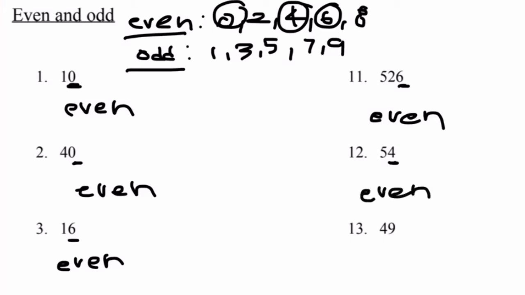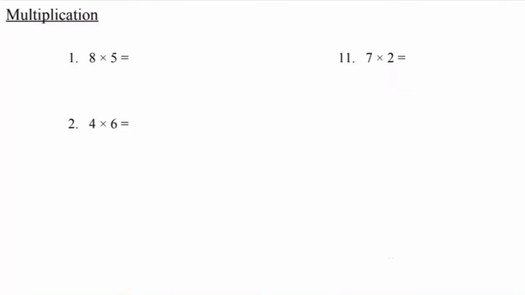Last but not least, number 13. 49 ends with the number 9, and 9 is part of our odds list. As a result, 49 is odd. Our third topic is multiplication, and it's asking us to multiply the numbers below.